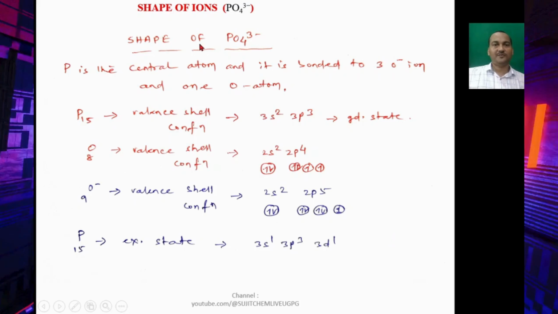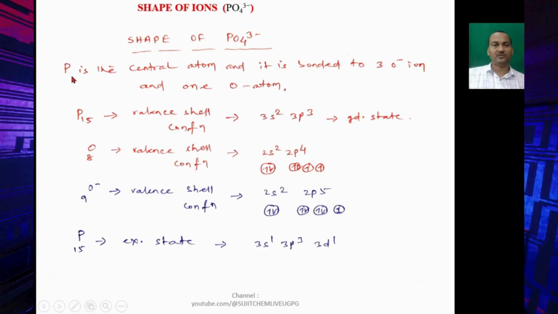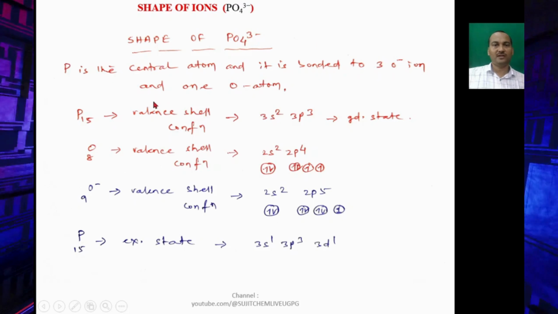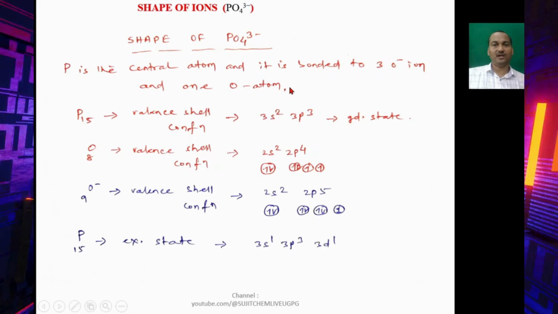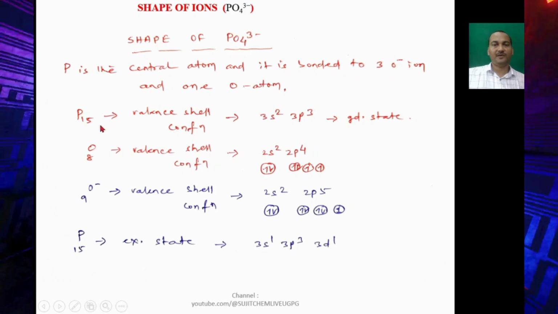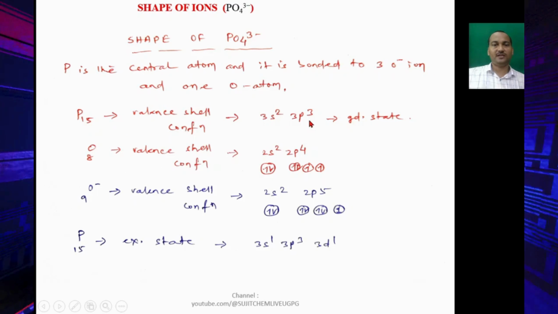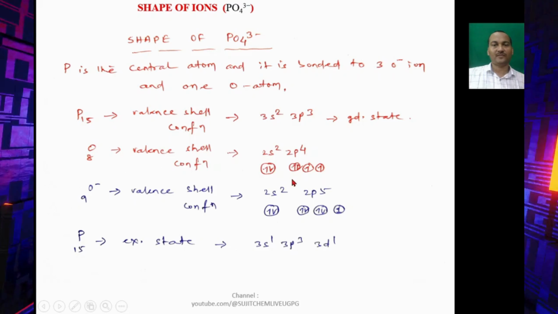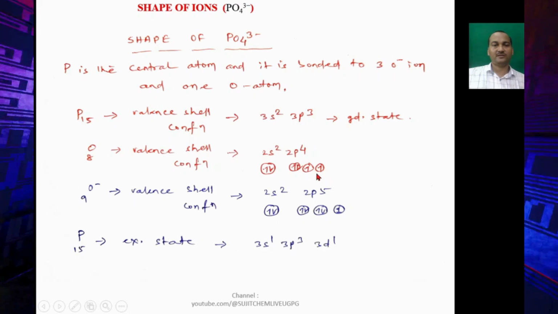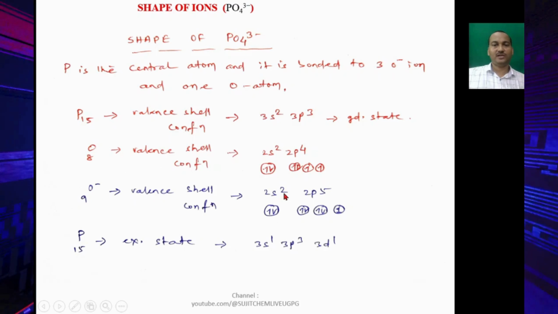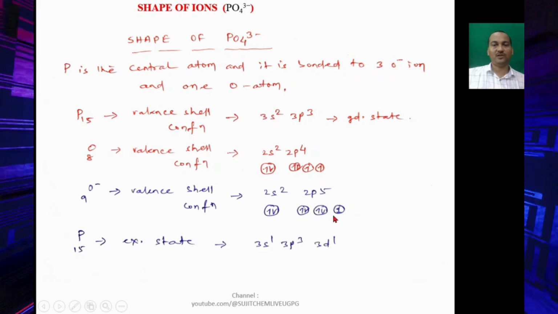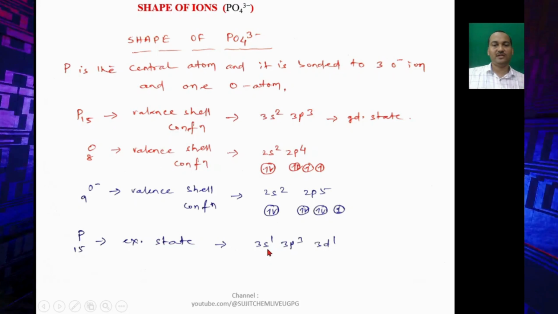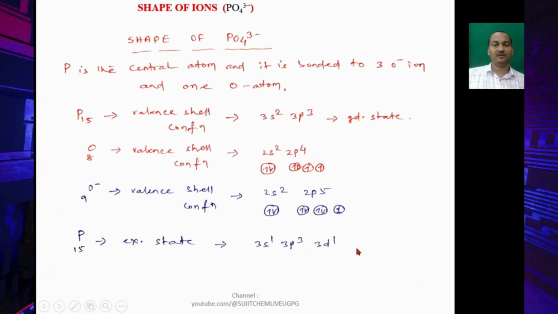So let's talk about the shape of PO4 3 minus. Phosphorus is the central atom and it is bonded to 3 O minus and 1 neutral oxygen atom. Phosphorus atomic number 15, so valence shell configuration is 3s2 3p3, and oxygen 8 valence shell configuration is 2s2 2p4, so here you have 2 unpaired electrons, and O minus has 2s2 2p5, so you have only 1 unpaired electron. Phosphorus 15 in the excited state will be 3s1 3p3 and 3d1.